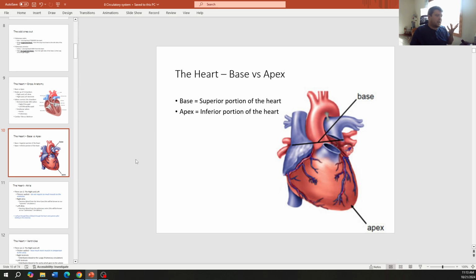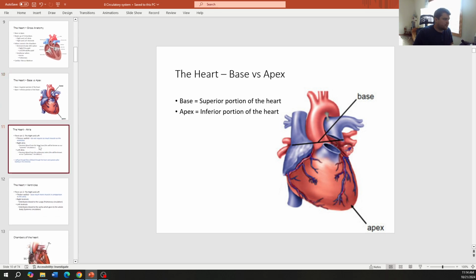So starting with general shape and structure, the base is kind of opposite. The base is the superior portion of the heart, okay? And the apex is the inferior portion of the heart. So if we talk about something that is located at the base of the heart or the apex of the heart, this is what we're talking about. The base of the heart is bigger, it's wider, it's a little bit flatter. So that's why it's called the base. The base is where a lot of our big vessels are located, okay? Our aorta, our pulmonary vessels, our superior and inferior vena cava, specifically the superior vena cava. All of these are located at the base of the heart.